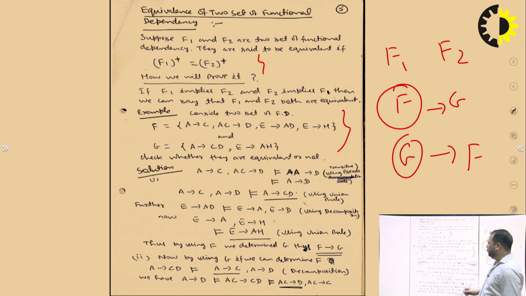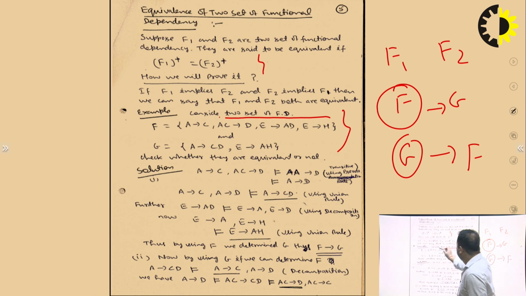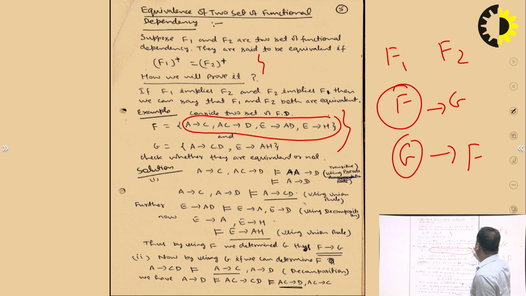For example, this one is the first set of FDs. Out of that, can we determine A determines CD? So, A determines C, and AC determines D. AC determines D means CA also determines D, so we just apply the pseudo transitive rule. So A determines D, A determines C, and A determines D. Just apply the union rule, and you can find A determines CD.